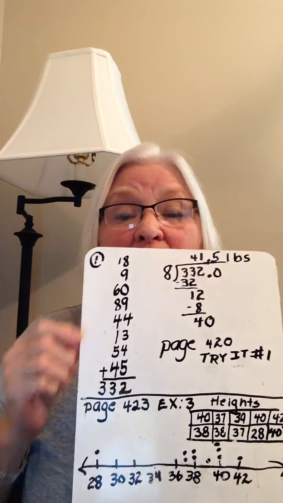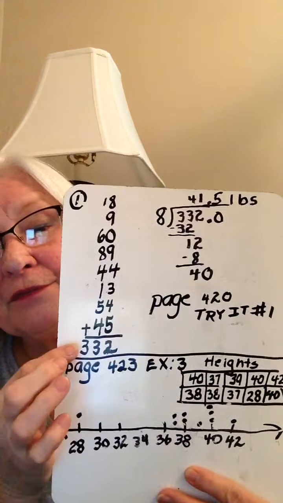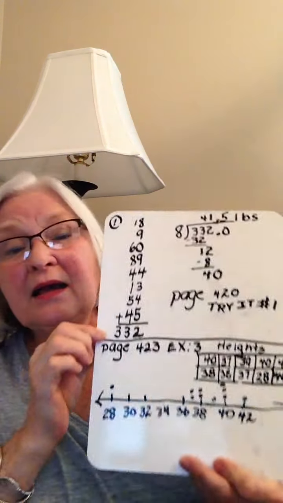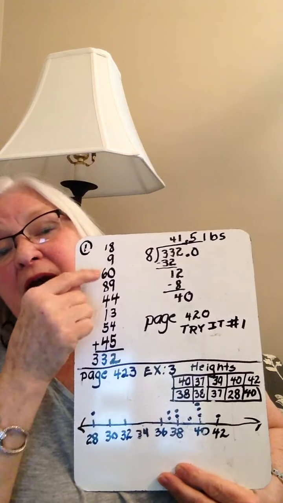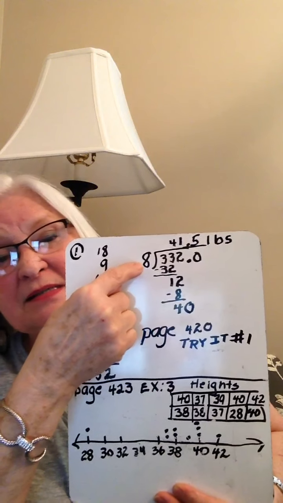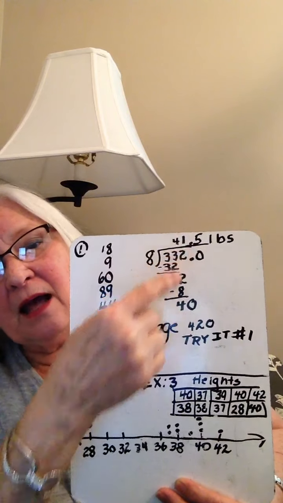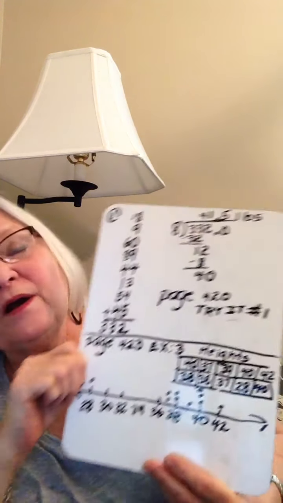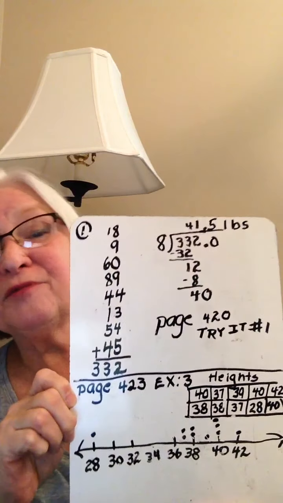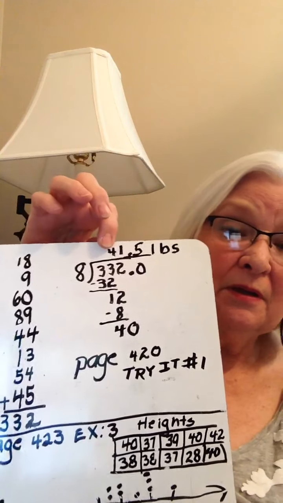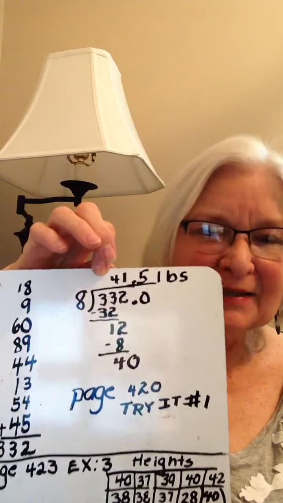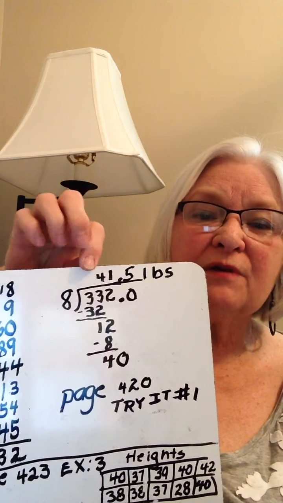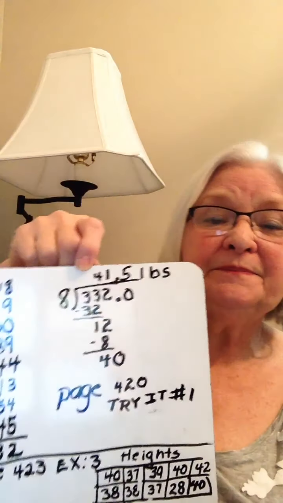54, 45. Okay, so what I did was I added them all up, and I got 332, and I counted how many there were. There are 8 pieces of data. I divided by the 8 pieces of data, and if I took the average, the number that would represent the whole group, not exactly what everyone is, but a representative of the group, the mean is 41 and 5/10 pounds.